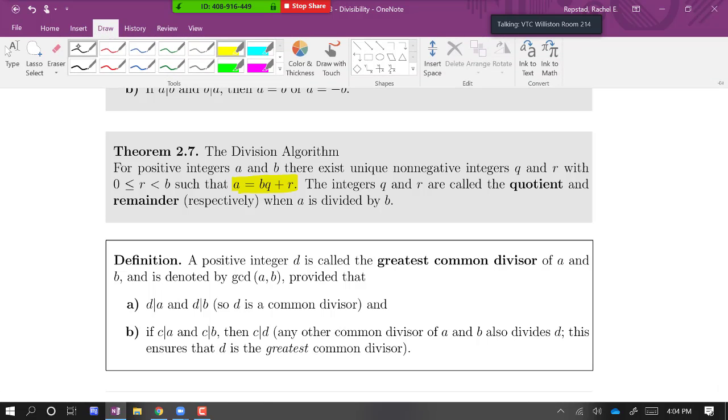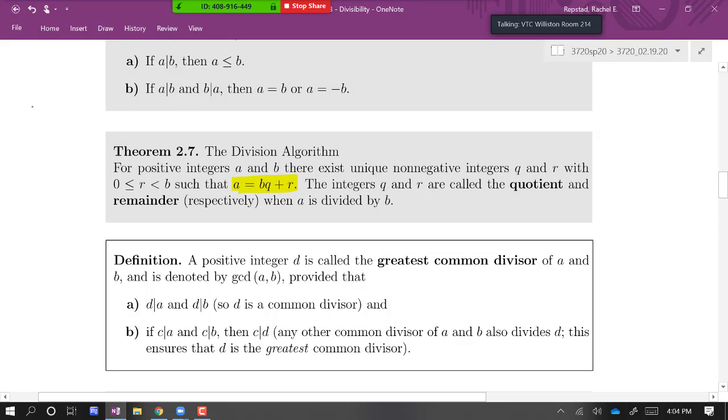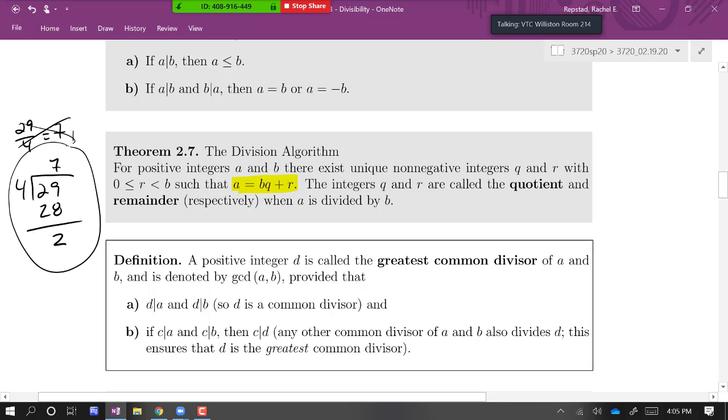For example, if I did 29 divided by 4, 4 goes into 29 7 times with 2 left over. In fact, if I just do the long division, we get a remainder of 2. So the way that we would write this out using the notation of the division algorithm is by saying that 29 is 4 times 7, there's our Q, plus 2.